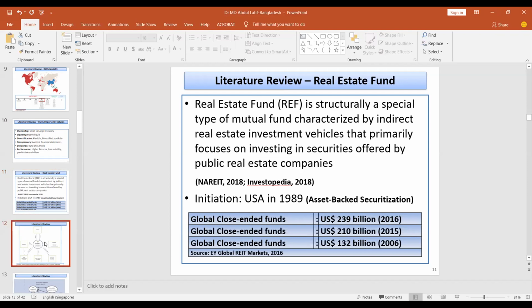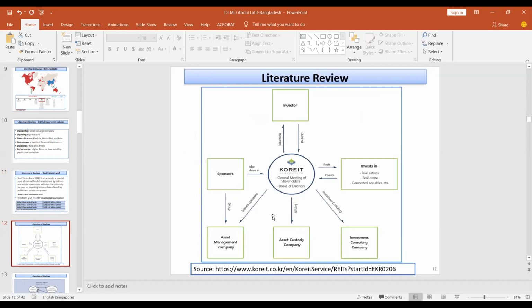Here I am showing the structure of REIT. In the REIT structure, there are the investor, the sponsor, the asset management company, the asset custody company, and the investment consulting company. Through these, the REIT is structured, and the investment from the investor is provided with dividends, and the sponsor takes the shares.